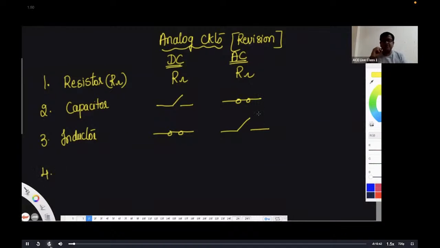So with this switch models, we have seen that in active filters, right? In active filters, with these switch positions, you can justify whether the filter is low pass, high pass, band pass, or band stop.